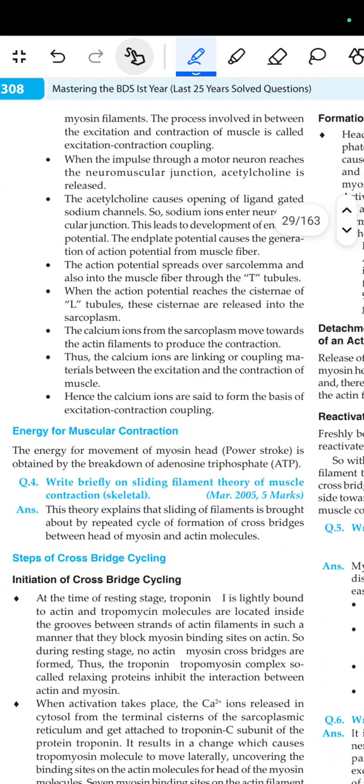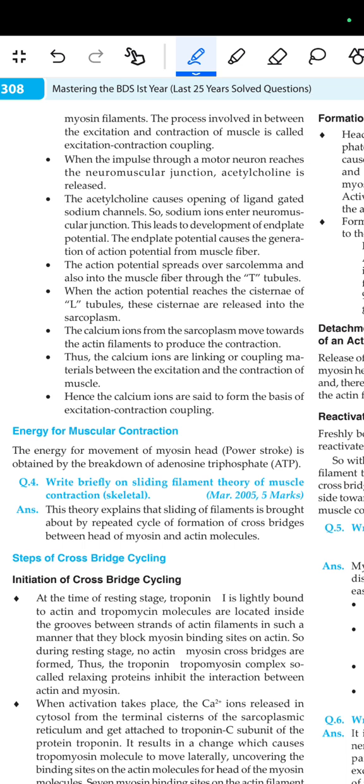The process involved in between the excitation and the contraction of the muscle is called the excitation contraction coupling. When the impulse through a motor neuron reaches the neuromuscular junction, acetylcholine is released. Acetylcholine causes the opening of the ligand-gated sodium channel so that sodium ions enter. This led to the development of the end plate potential.